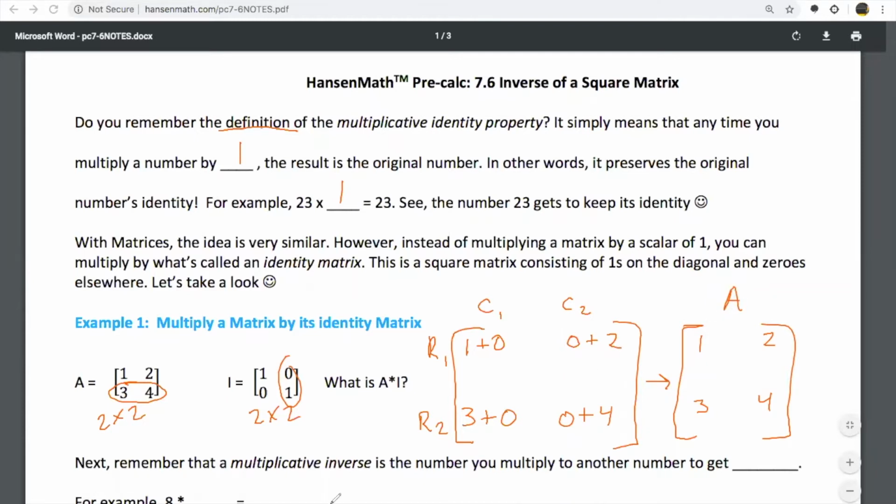Next, we're going to talk about the multiplicative inverse. If you remember, the multiplicative inverse is the number you multiply to another number to get 1. For example, 8 times what would equal 1? Well, it's the reciprocal of 8, also known as its multiplicative inverse, which would be 1/8.